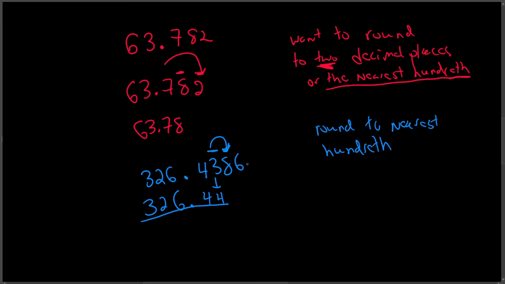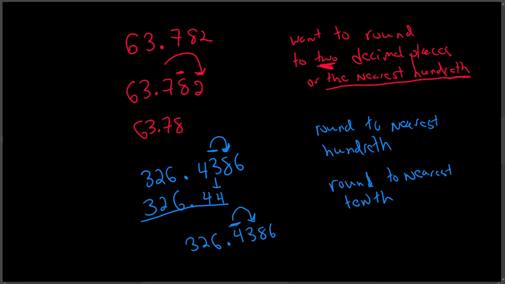Well, what if our measuring device wasn't that good and we said round to the nearest tenth? Or 1 decimal place. So I'll rewrite my original number. I'll mark the number I want to round to, and I'll look to the right. It's less than 5, so I'll drop everything to the right of it. And that's this rounded to the nearest tenth.